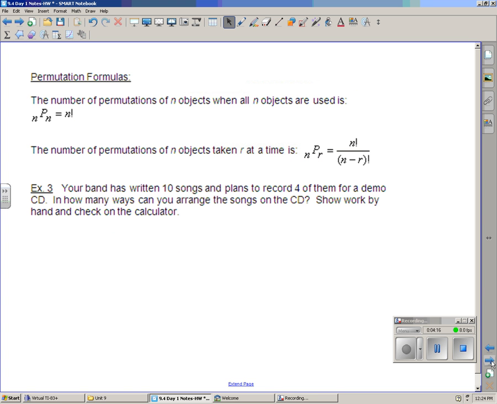Here are some permutation formulas. The number of permutations of n objects when all n objects are used. If we're having n objects and all n objects are used, we've got the factorial that we know, but you could also do what's called an nPn. So if we think about, again, the letters of the word July, and we want to use all 4 letters, it's a permutation, the order matters. There are 4 letters to use, and we use all 4.